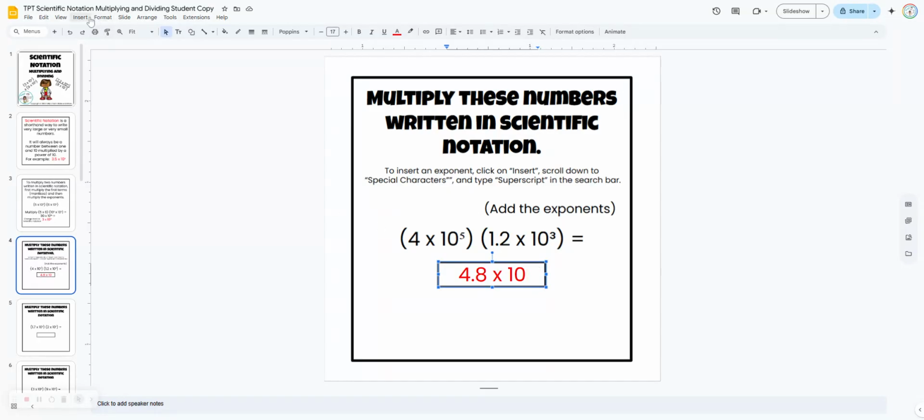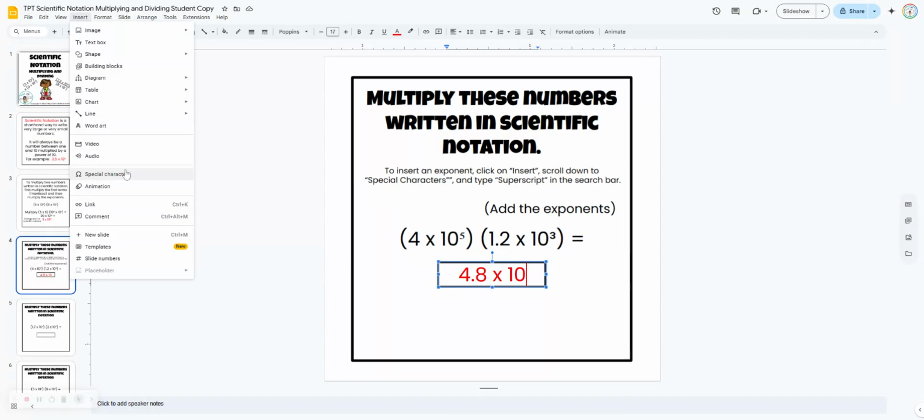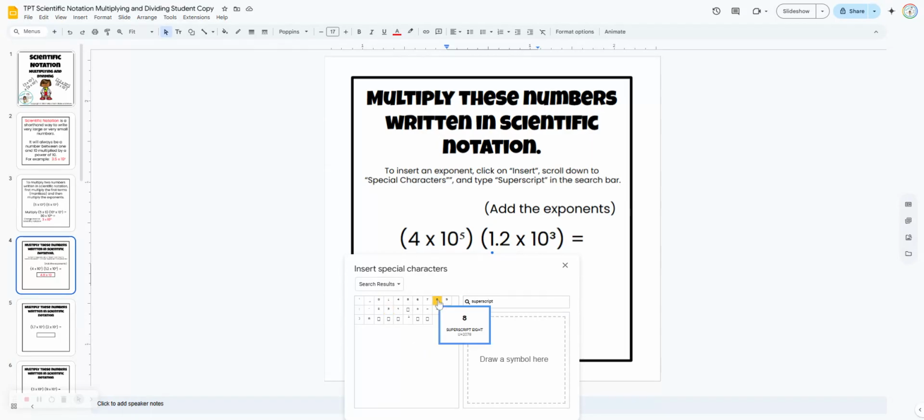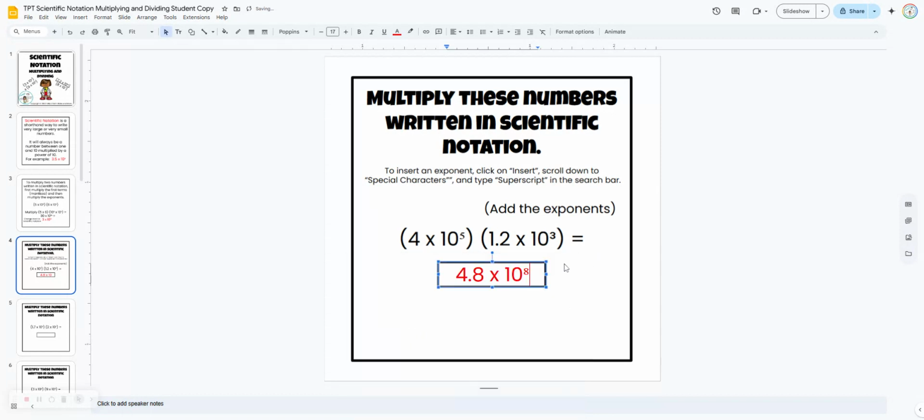So I'm going to come up here to Insert, come all the way down to Special Characters, and then type in the word superscript. And you might want to post these rules somewhere until the students get the hang of this. So when you type in superscript, you get all of these exponents. You get a negative. You can put in 2 numbers if you need to. This one we're just looking for an 8. So I click on the 8, and it inserts it right into the problem.